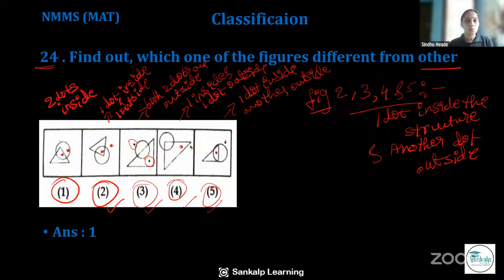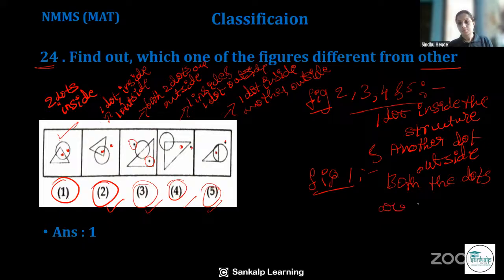Only this figure 1 is different from the rest, because here both the dots are present inside. Both the dots are inside the structure. So figure 1 is different from the other figures. Our answer is 1. Thank you.